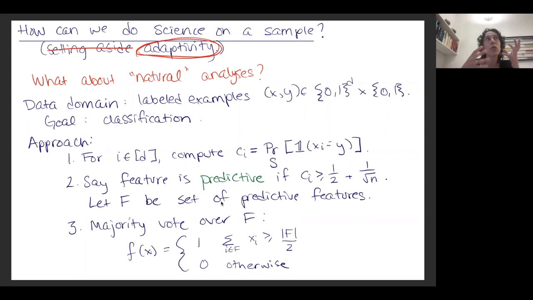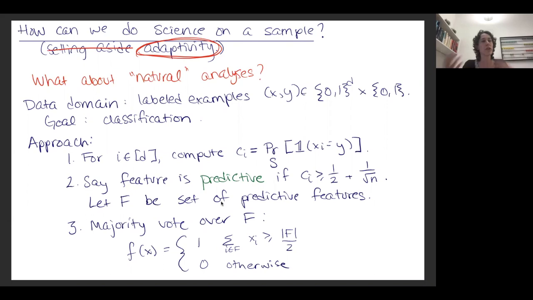First, we're going to check for each of those d entries, each of those d columns in our data set, how correlated they are with the label. So we're just going to compute the probability that they match. And then we're going to call a feature predictive if it's substantially correlated, say if that C_i is greater than a half plus one over root n. And then we're going to call F the set of predictive features in our data set. And now we're going to build our classifier just as a majority vote over F.